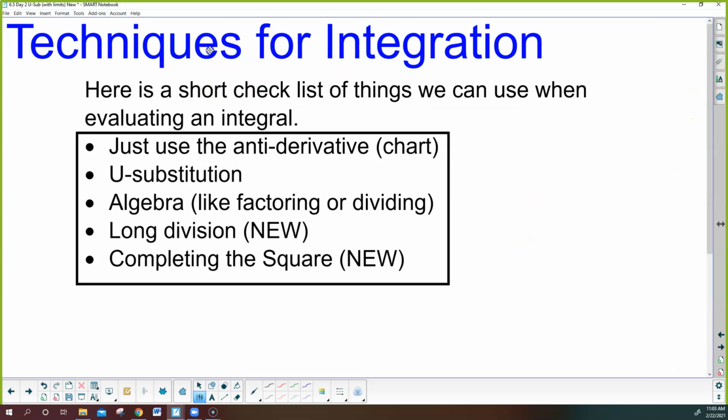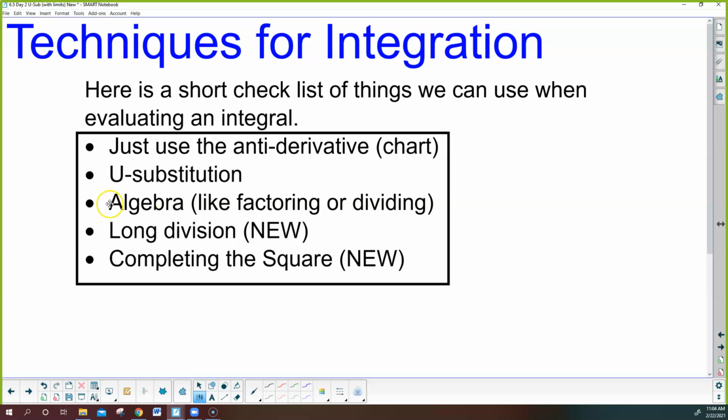I want to kind of just give you an overall view of what we have done really this whole unit 6. So the last test and then this little mini test that's coming up here. It's called Techniques for Integration. Well, what did we do? We found methods for solving integrals. And the first part was just use the chart that was given, right? If we know the chart, we can evaluate it. And that was just using the antiderivative.